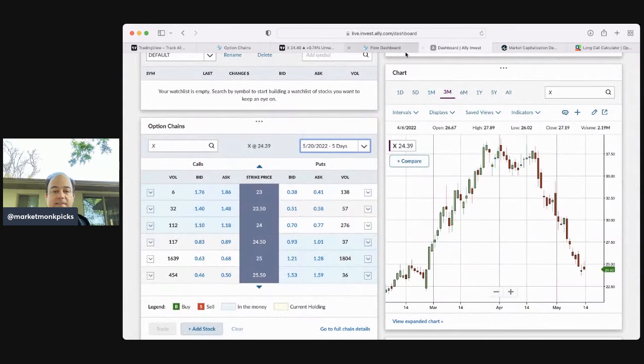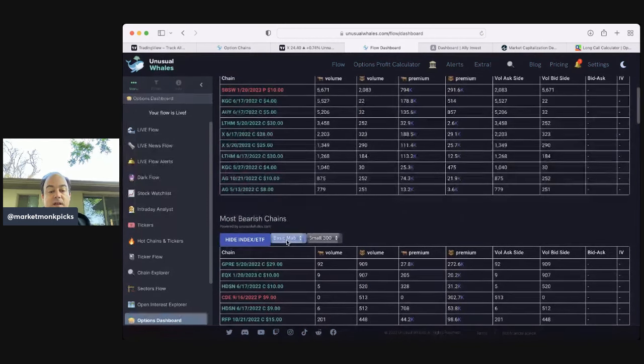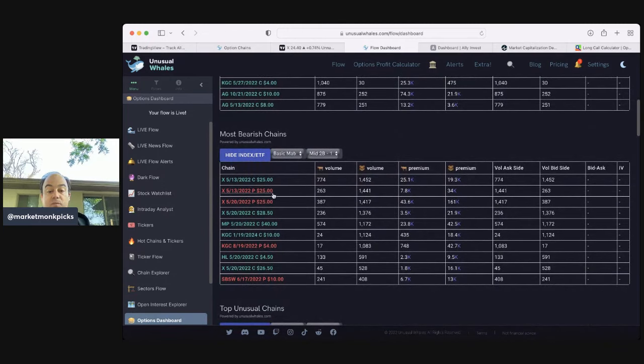So that's kind of how I look at things, and I find these. I know about X already, but this options dashboard brings it to my attention because of the way that I scroll through it based on market cap. So X jumps out here in its bearish chains. Is there a bearish scenario for X? Well, there's a weekly, so can forget that one. There is one, 25. That's in the money.